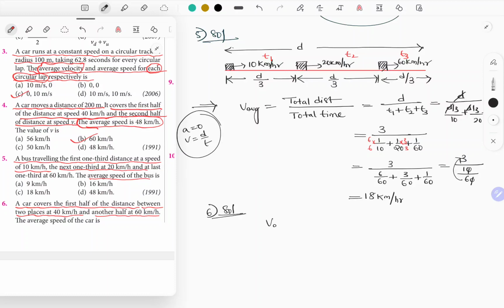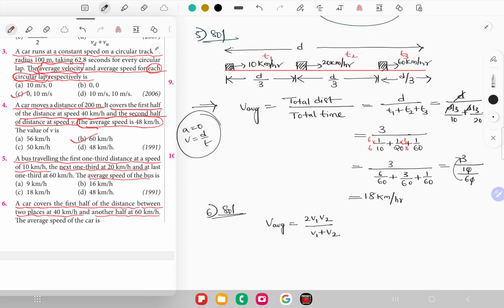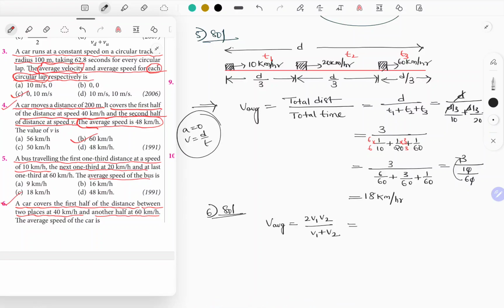As it is traveling equal distances, I can directly answer. The speeds should be different. If the object's speeds are different, then I can answer directly. That is going to be 2 times V1 V2 by V1 plus V2. Question number 4 and question number 6, both are the same. So it is equal to 2 times V1, which is 40, V2 is 60, divided by 40 plus 60. It is going to be 2 into 40 into 60 divided by 100. Zeros will get cancelled. 6 fours are 24, twos are 48. Answer is going to be 48 kilometer per hour.